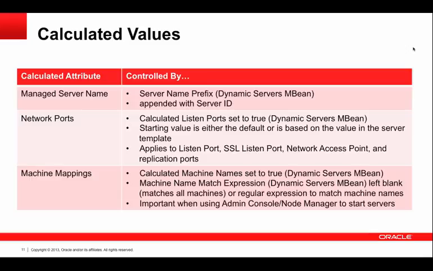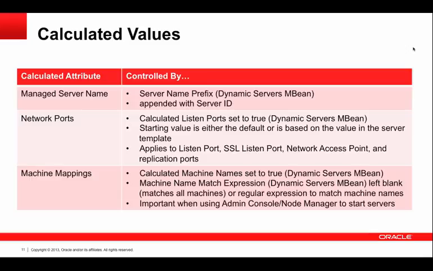Lastly, machine mappings is the automatic association between a dynamic managed server and a machine defined in the domain. This is really most important when using the node manager to start and stop servers. By mapping machines, the system knows where to start each server. Calculated machine mappings is enabled by the calculated machine names attribute on the dynamic server's MBean.